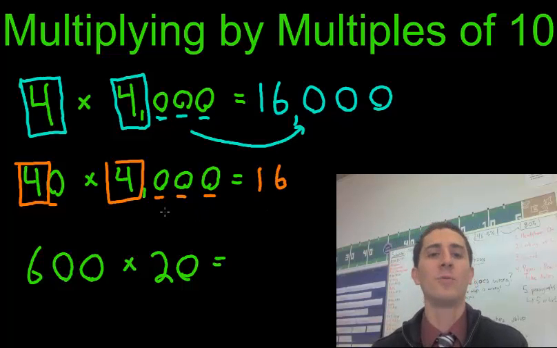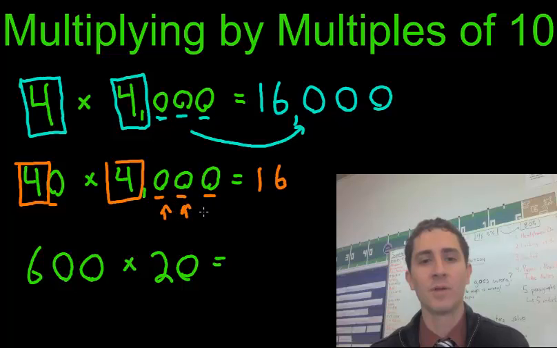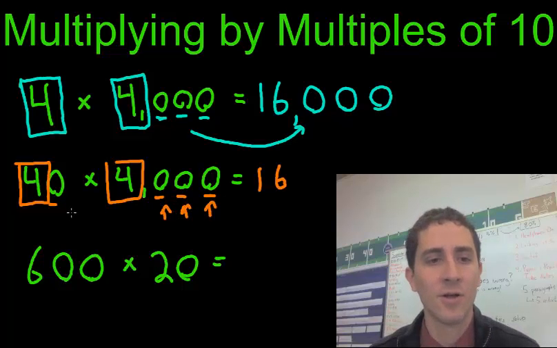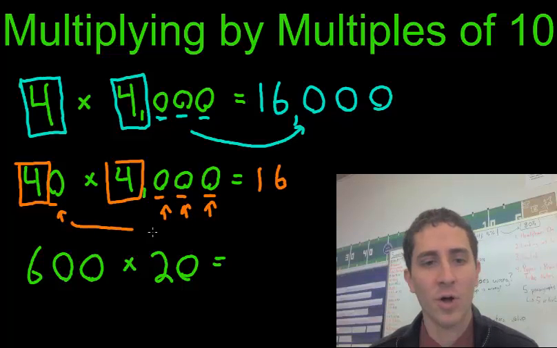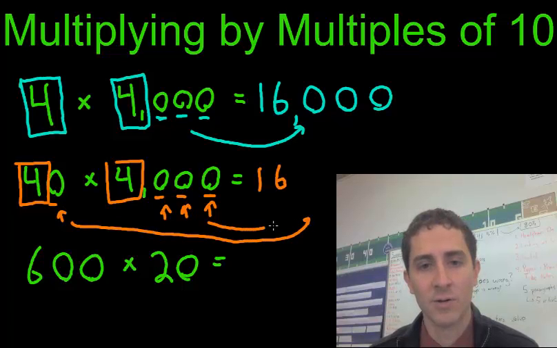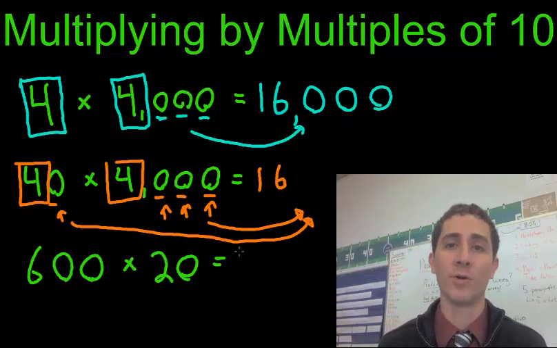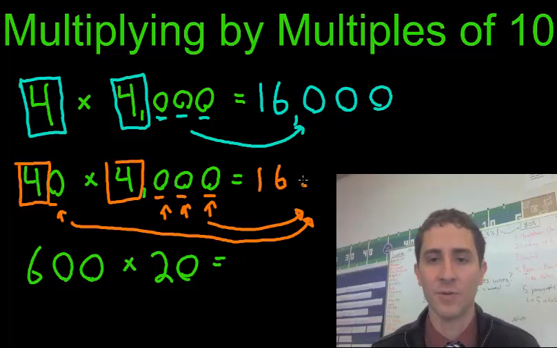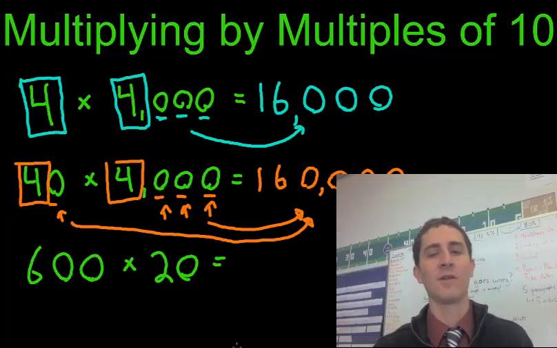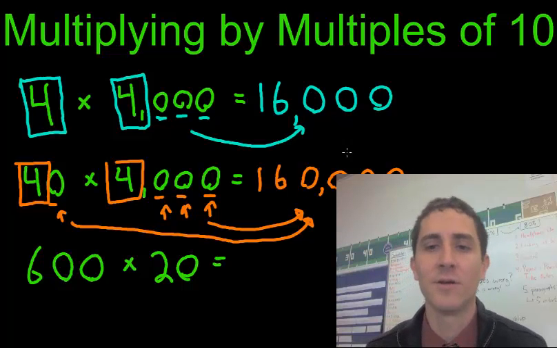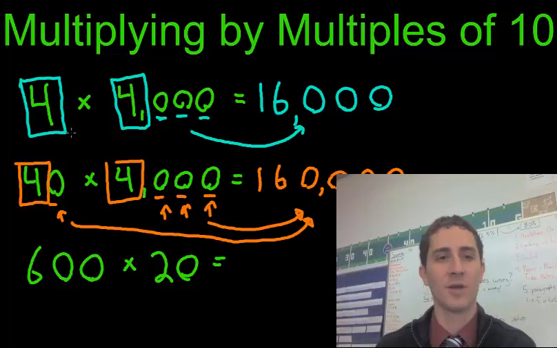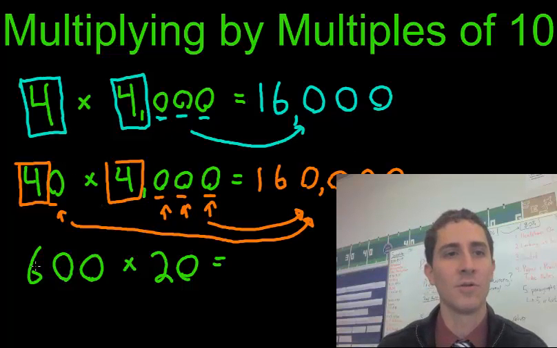Now, on the last one we just brought these 3 zeros. On this one, we're going to bring those 3 zeros plus the 1 zero over here to the end of our answer. So 3 zeros plus 1 zero, we're going to add 4 zeros to the end of our answer. 1, 2, 3, 4. So 40 times 4,000 is 160,000. You see the number just gets 1 zero bigger because it had 1 more zero than the problem above. It's actually not as hard as it looks.